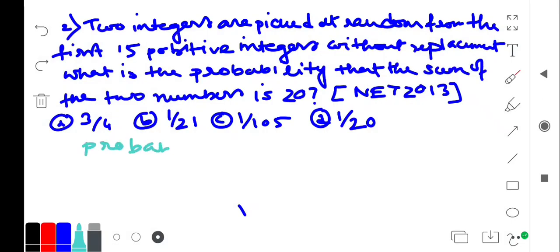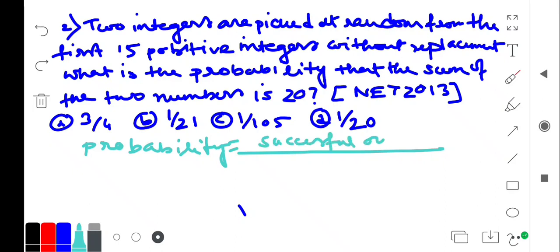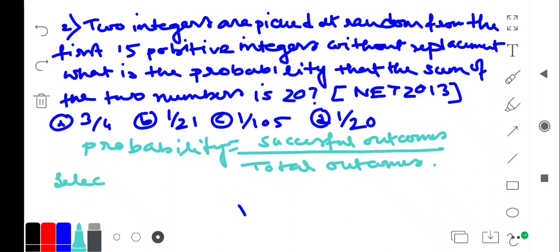Now probability is equal to the number of successful outcomes by total outcomes. Okay, so look, 15C2, the selected are 15C2, because from 15, 2 are selected. Okay, and the value of 15C2 is 105.